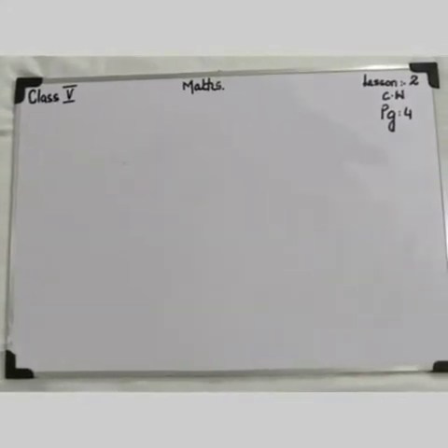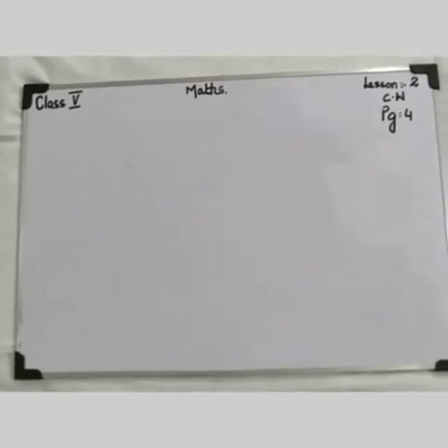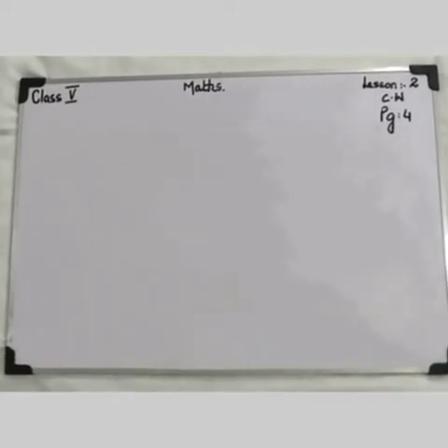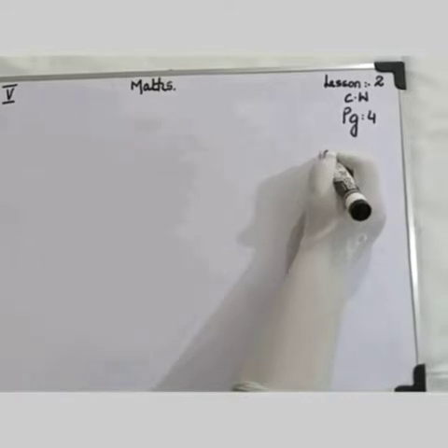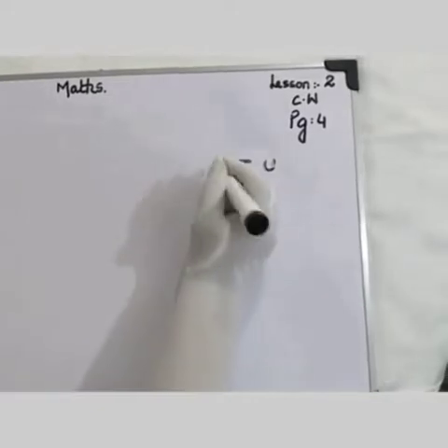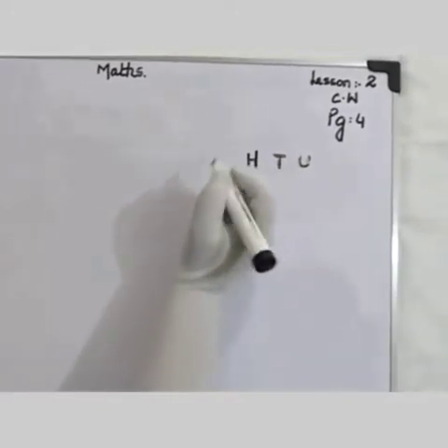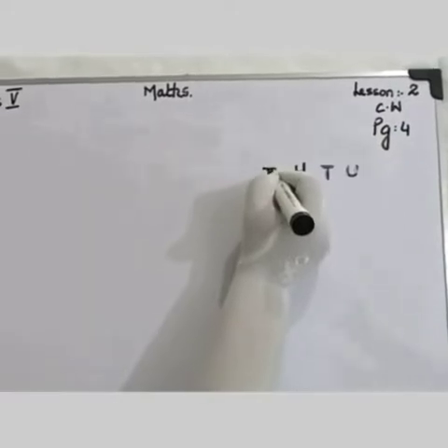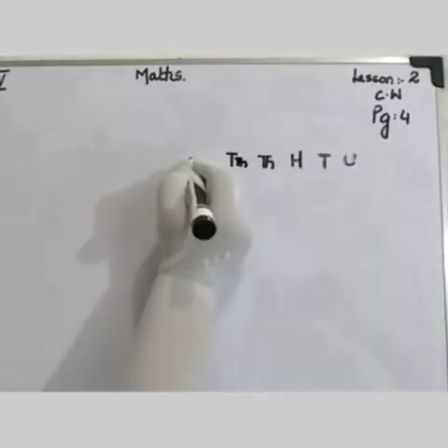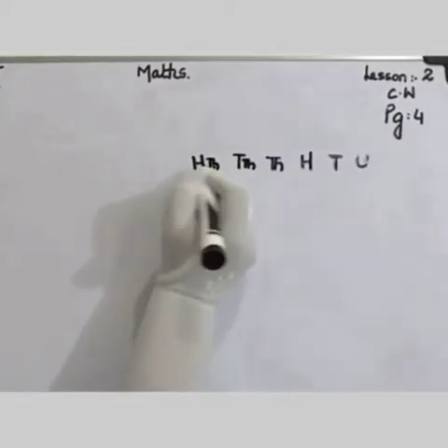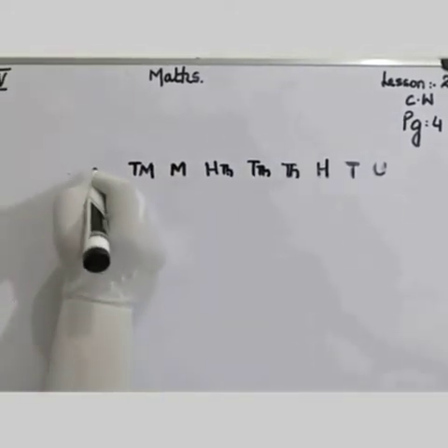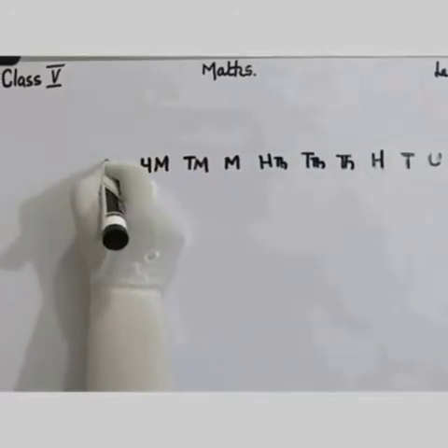Students, now we start lesson 2 of maths class 5. First, we draw the place value chart and then put the numbers in it. It is unit, 10, 100, 1000, 10,000, 100,000, million, 10 million, 100 million, and billion.